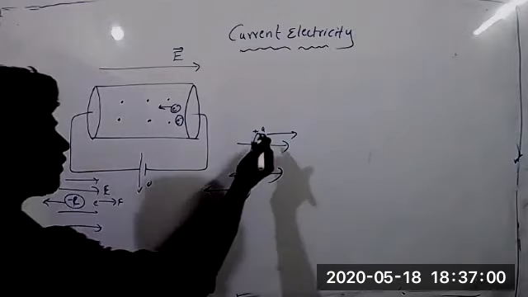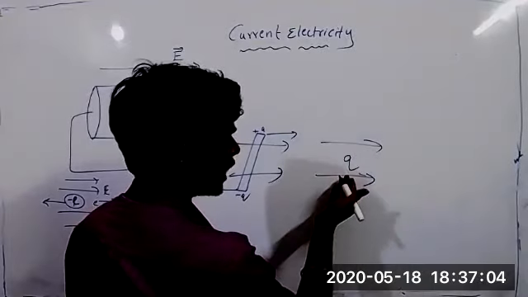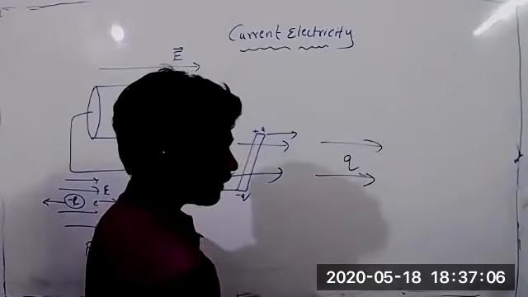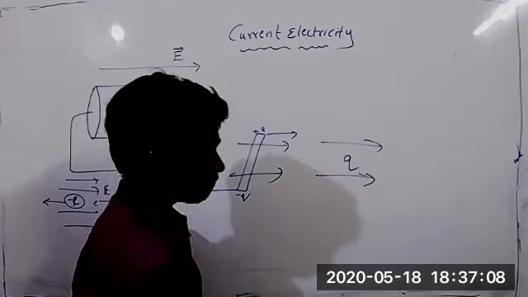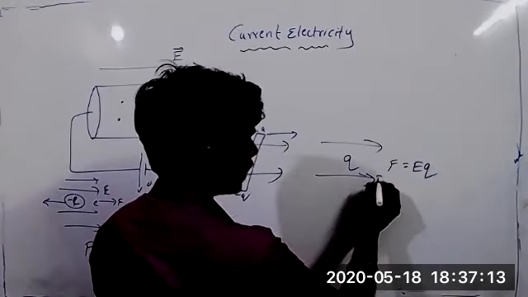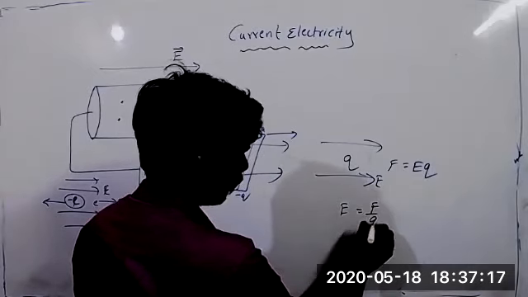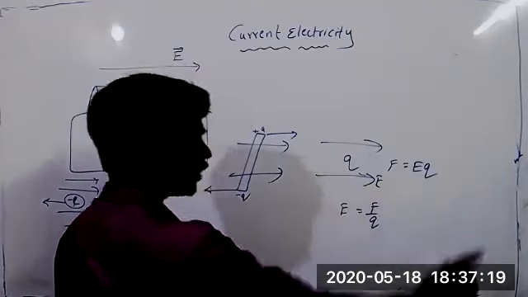How much force will act on a charge placed in the electric field? F is equal to EQ. Because I place it in the electric field, we know electric field equals force per charge. From this, force equals EQ.